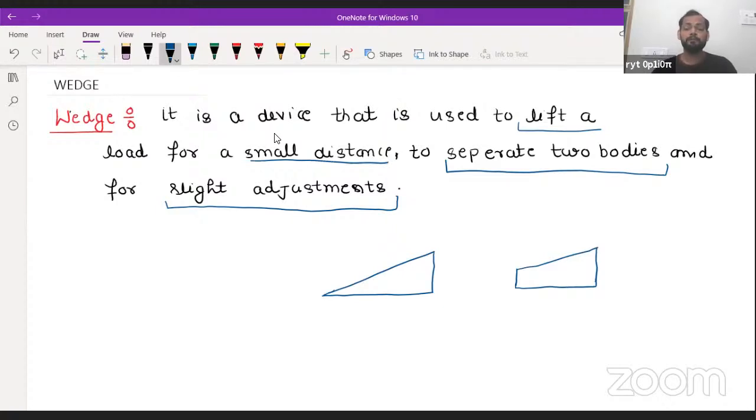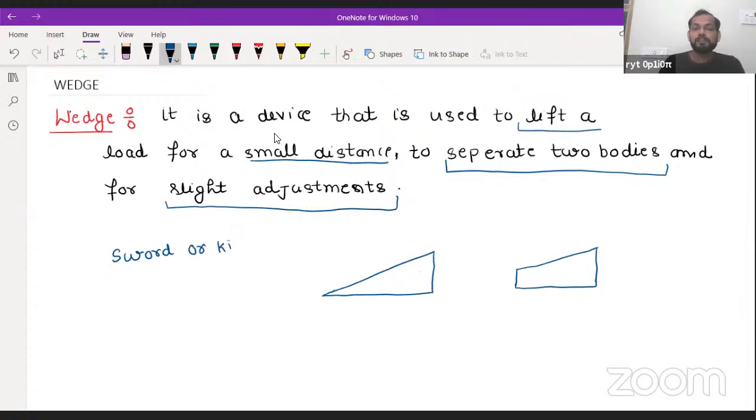So all such devices, as I have shown on the screen, which are used to lift a load for a small distance, or to separate two bodies, or for slight adjustment, are known as wedges. And if you are asking how we can use this device for a small distance, don't worry, we will take an example of the wedge to lift a body for a small distance. And if we are talking about how it can separate two bodies, for that I want to explain the example of a sword or knife.